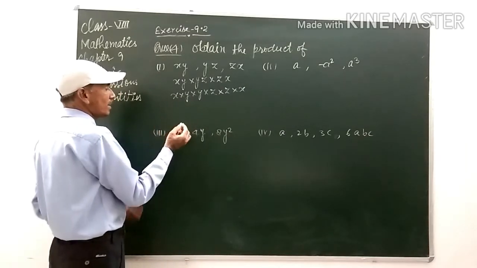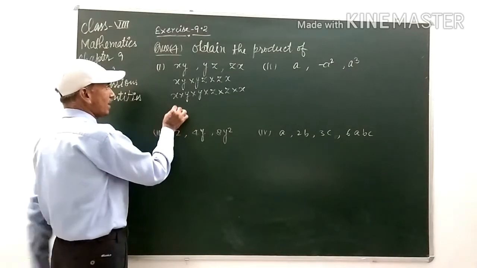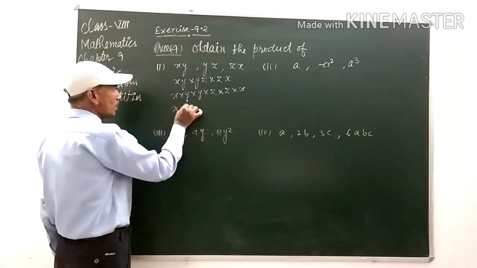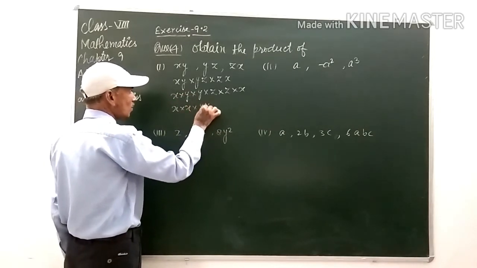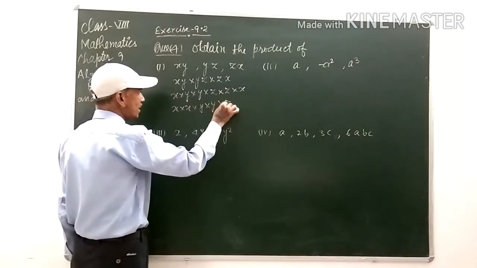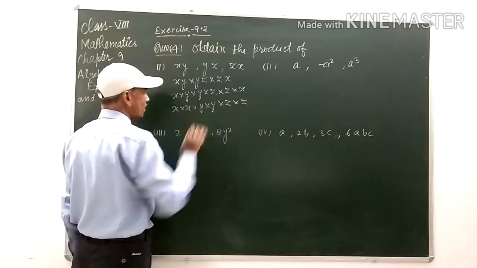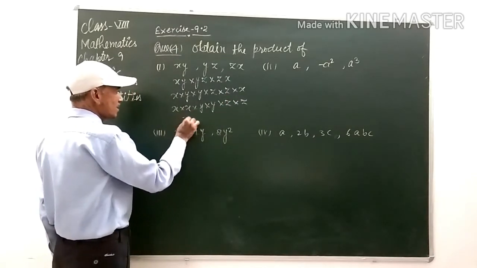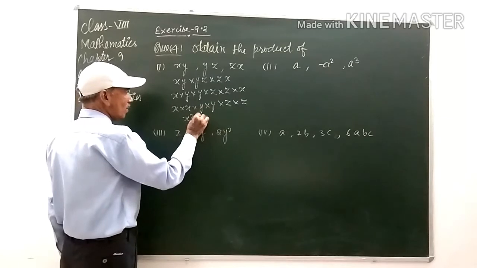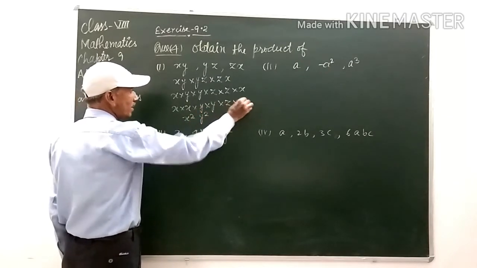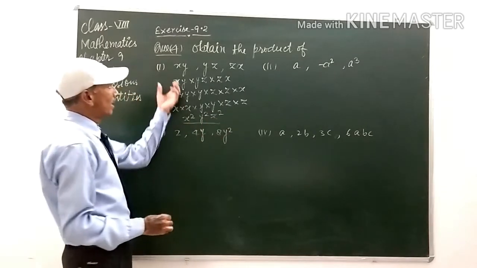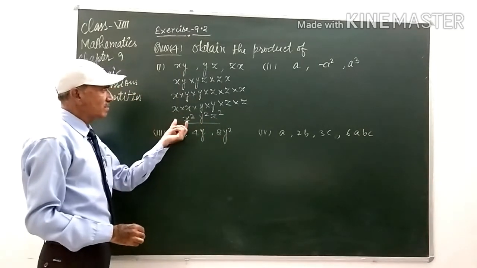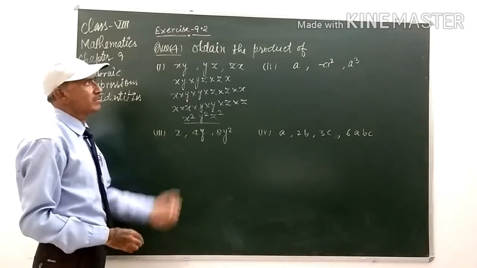Like terms we will separate together. x into x, this one 2 times, y into y and z into z. This one x square and this one y square and this z square. The product of these is x square y square z square.